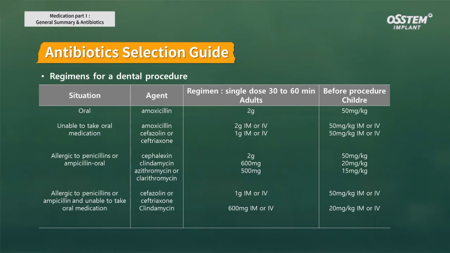If oral administration is not possible, amoxicillin 2 grams IM or IV, or 1 gram of cefazolin IM or IV. For penicillin allergic cases, cefazolin, ceftriaxone, clindamycin, clarithromycin can be used. We need to remember that amoxicillin is the standard. For penicillin allergic patients, I believe you know what type of antibiotics need to be used.